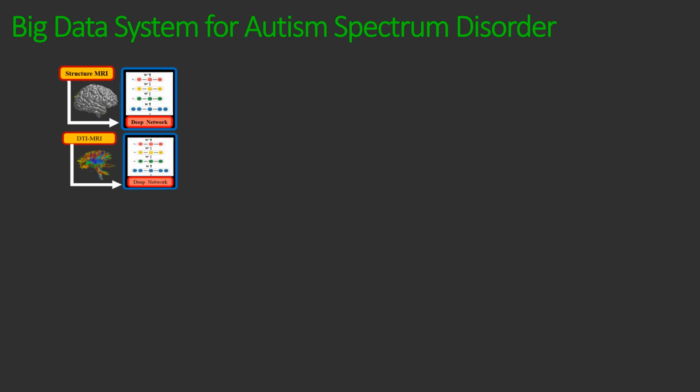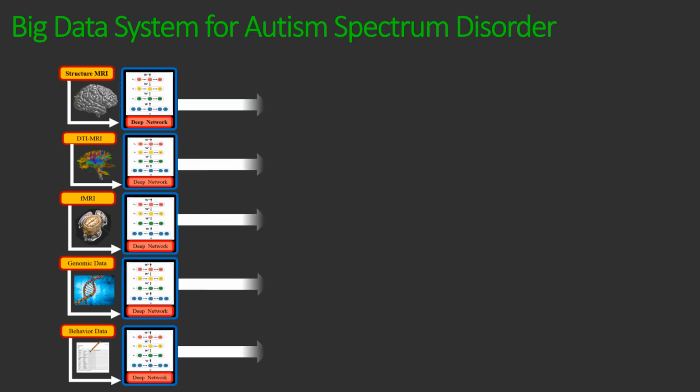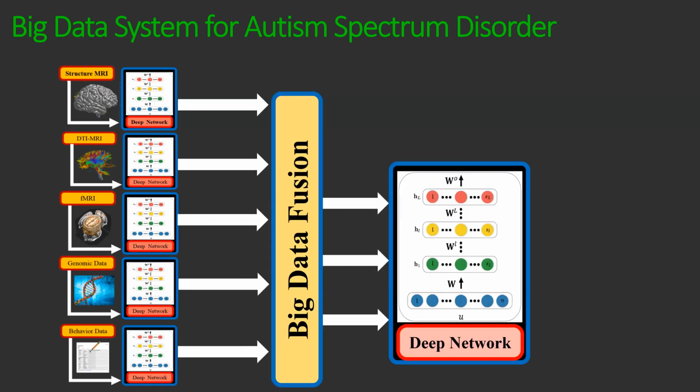So this is our system. This is the artificial system that we try to make. The inputs will be structure MRI, DTI, fMRI, genome data, and the behavior, which is the validation. We make a fusion, then we make a diagnosis.